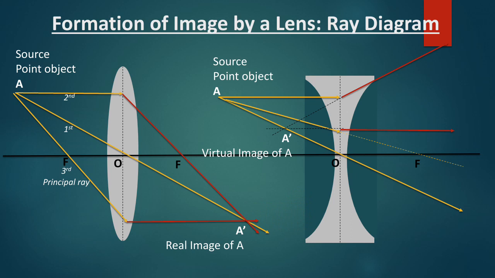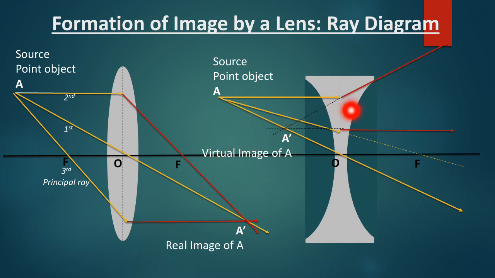Now this thing we'll see in the concave lens. You see here, this is the point source and it is sending the light rays. This is the first light ray, which passes through the optical center and remains undeviated. This is the second principal ray incident on the lens, and here it is diverging toward that side such that it is coming from the focus of the concave lens.